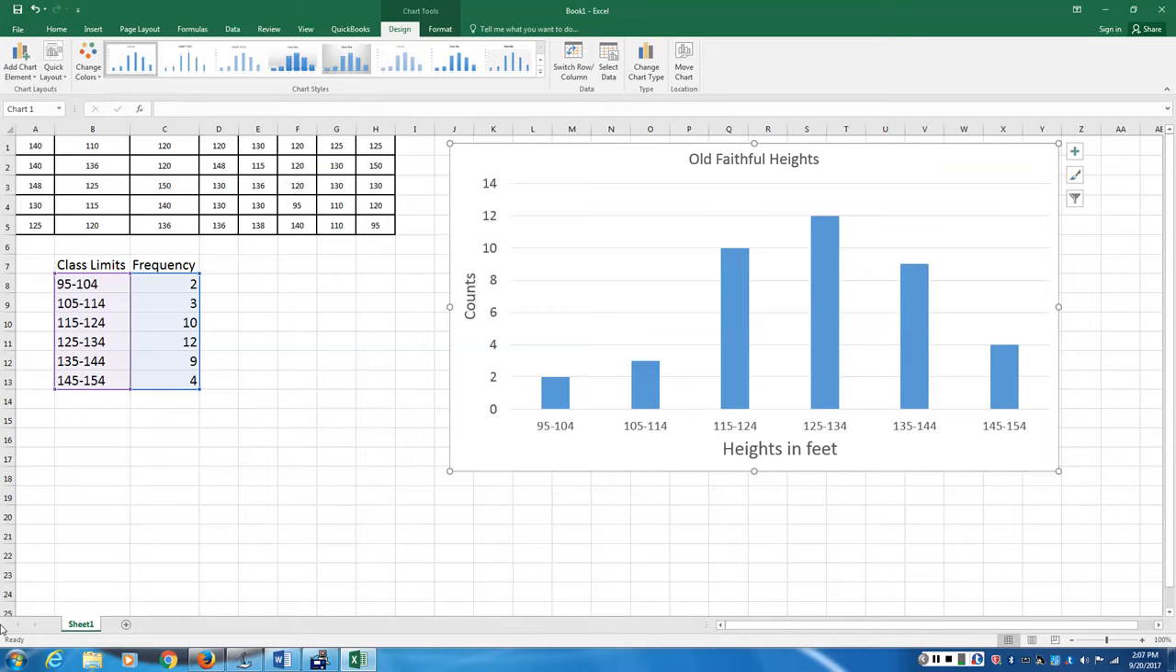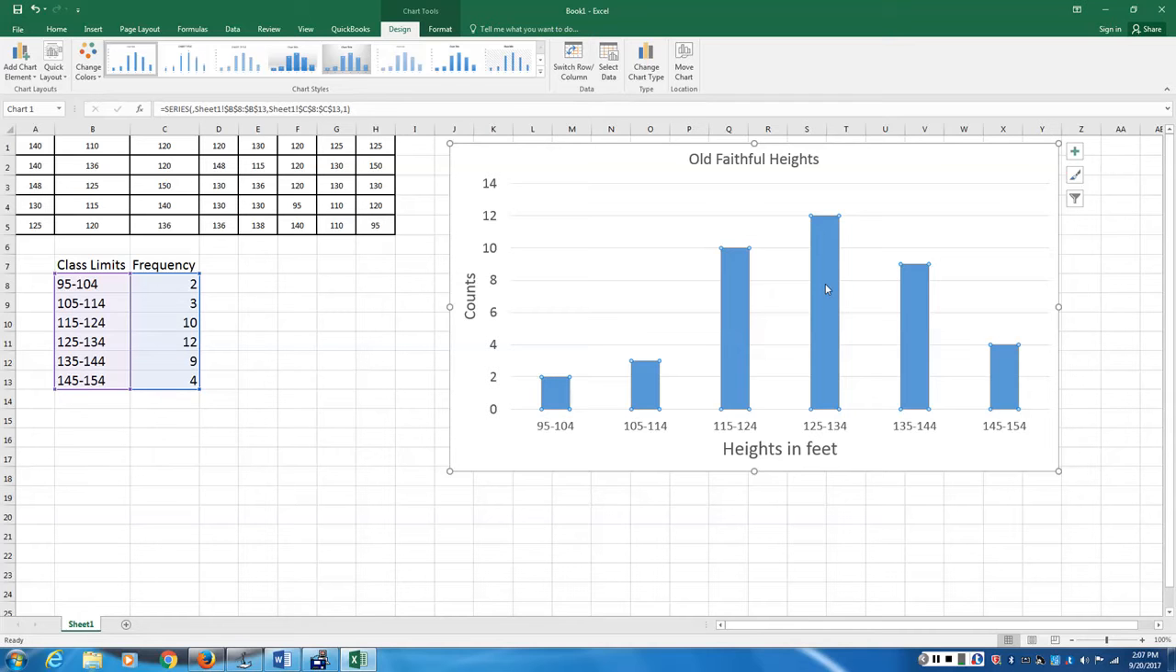Okay? Only one thing left. Bar charts, bars do not touch because they are categorical data. Histogram bars touch. Click any one of the bars. They should all line up. You should select all of them.